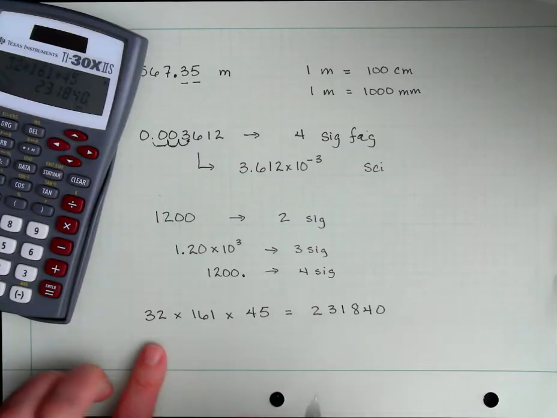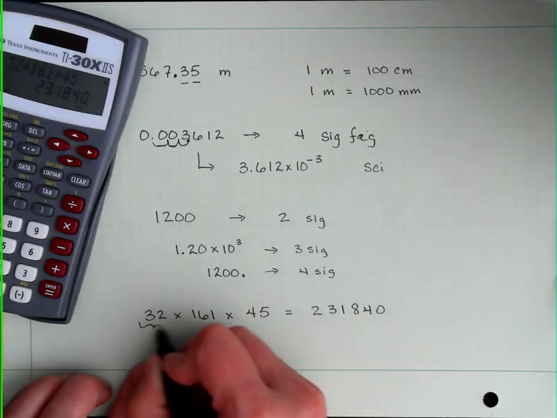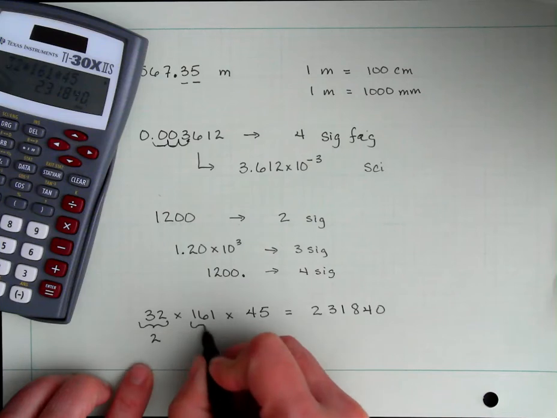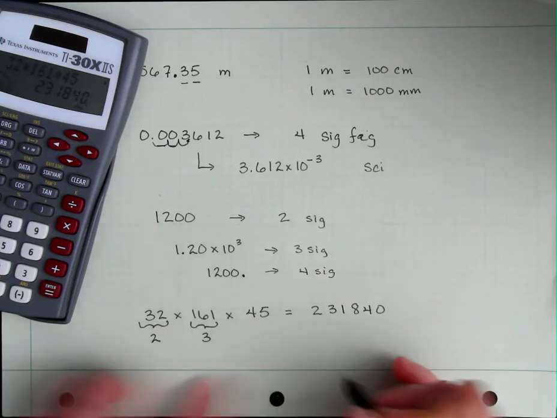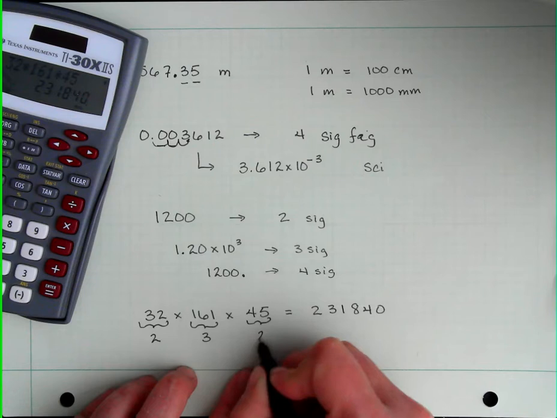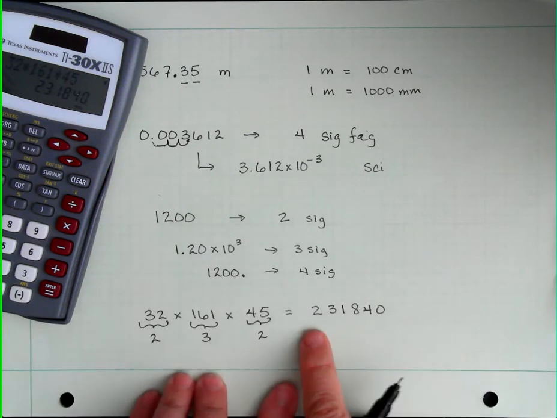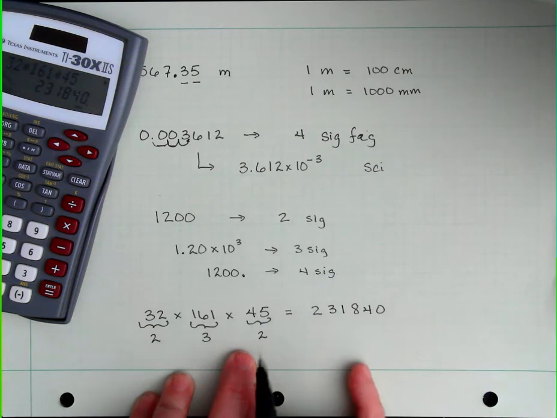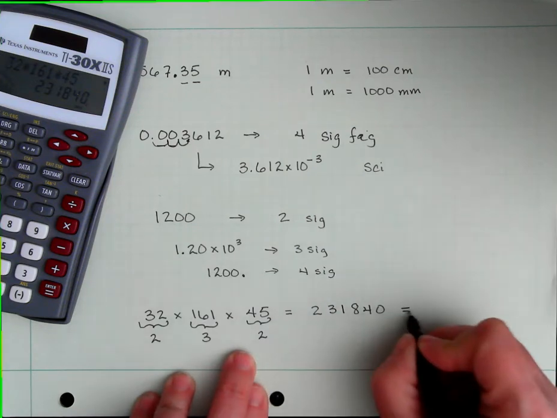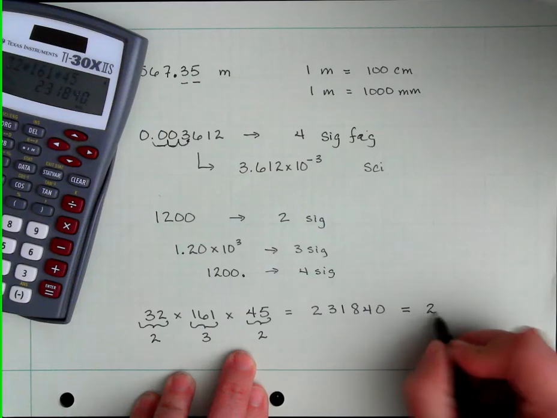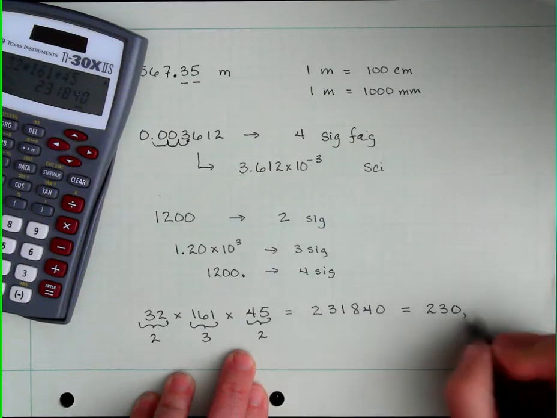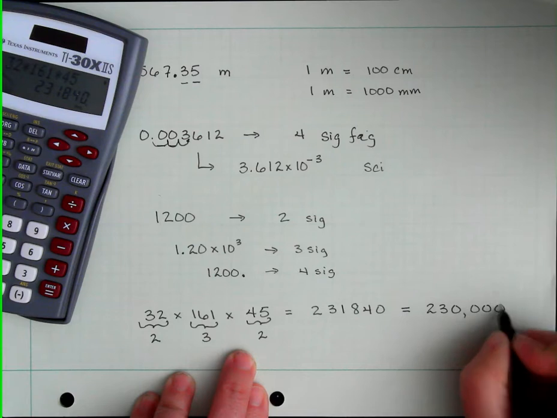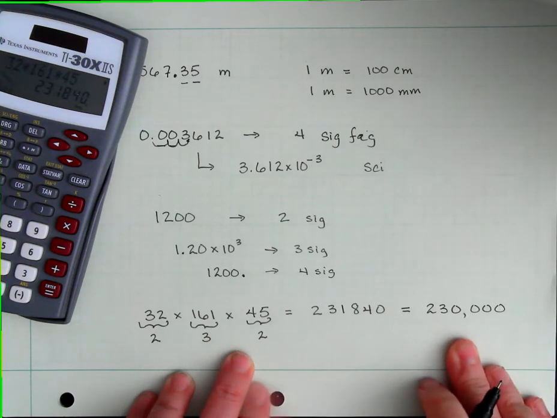Let's look at the significant figures of this one. 32 has 2 significant figures. 161 has 3 significant figures. 45 has 2 significant figures. So my answer needs to be in 2 significant figures, because this is the lowest number of significant figures. So when I actually write this out, I'm going to write this as 23,0,0,0.